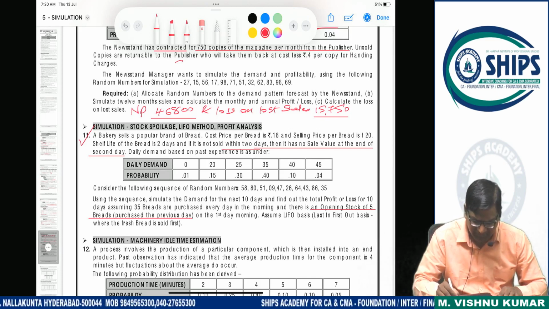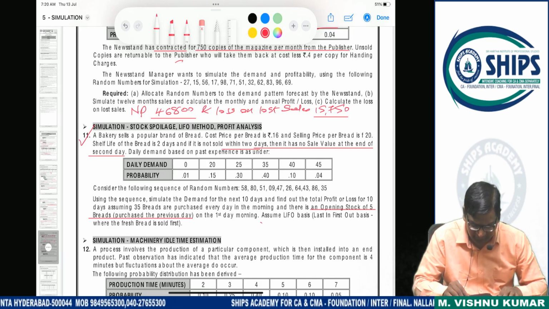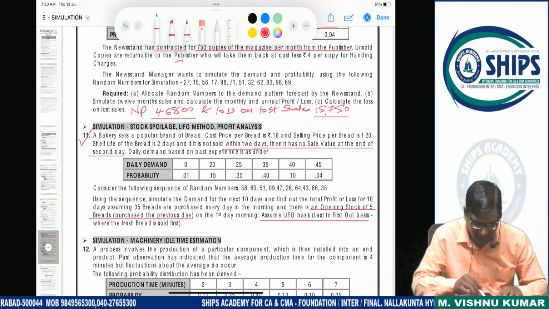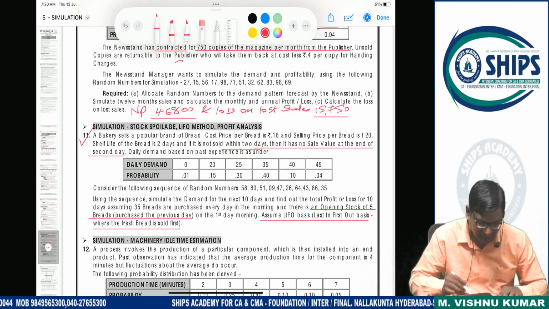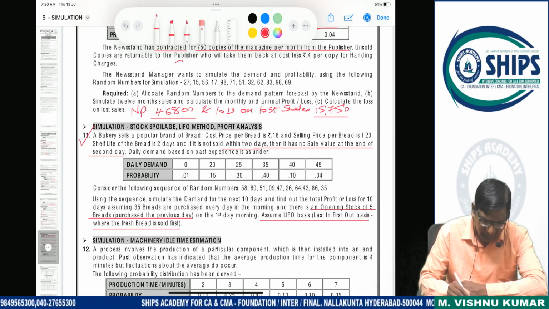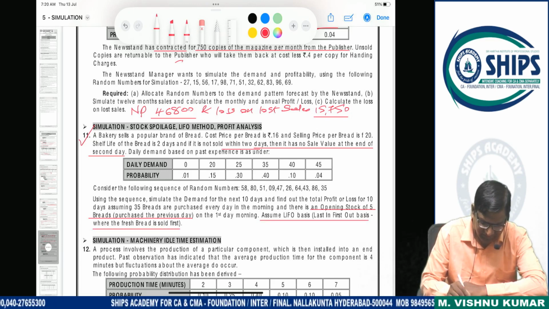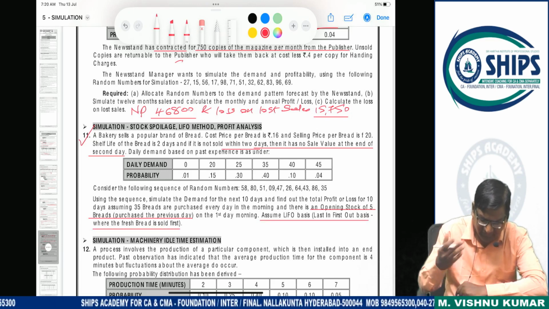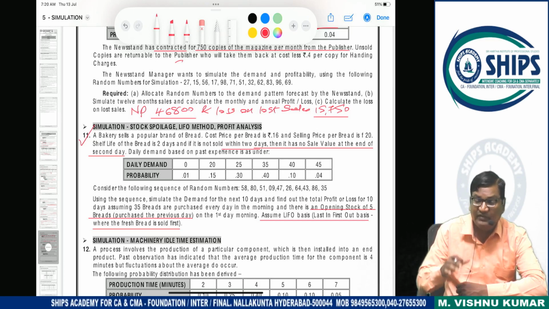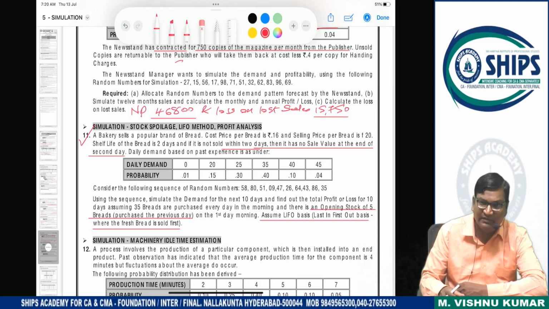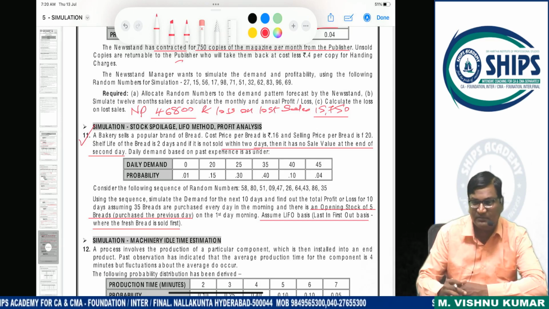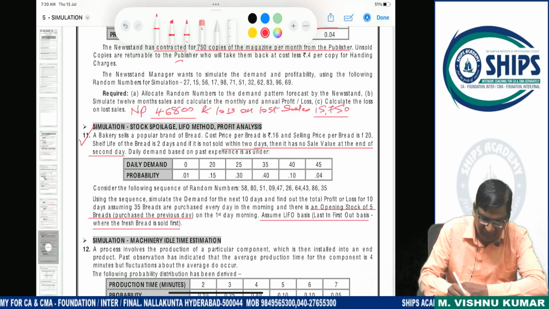And here LIFO method is given. So very interesting point. LIFO method means first we have to sell fresh breads. Thereafter, if demand is not fulfilled, then we have to sell from previous day stock. For example, previous day stock is 5.